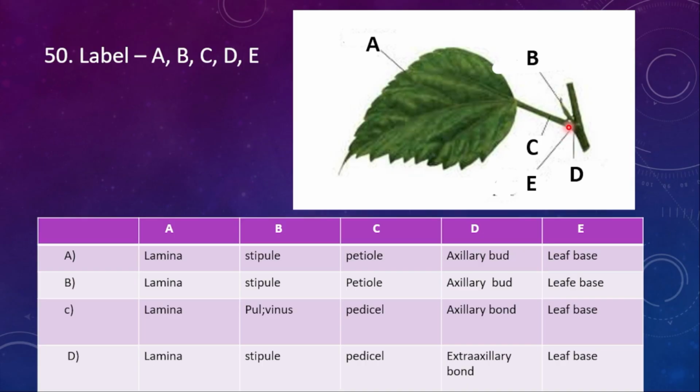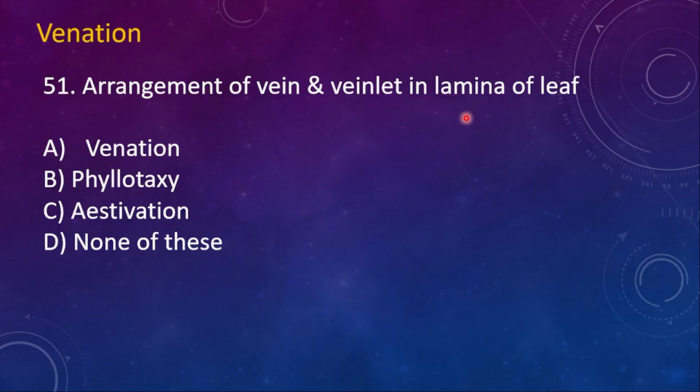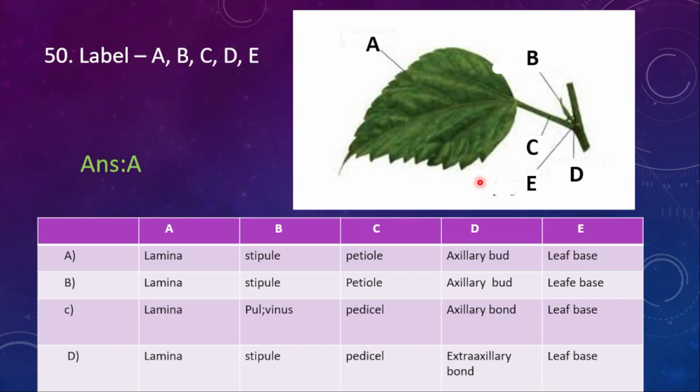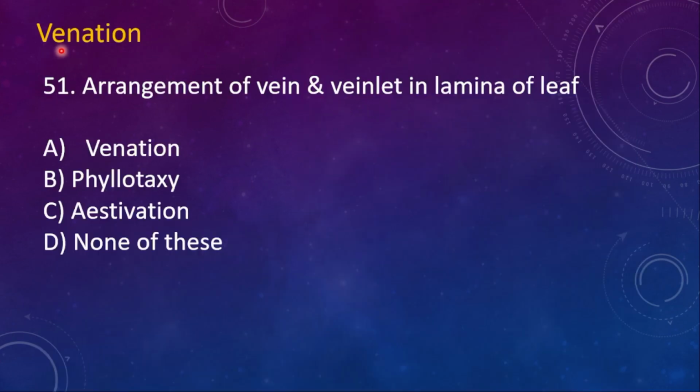This is the leaf base. So the correct option is option A. Lamina, stipule, axillary bud, leaf base, petiole. Venation. This is one of the portions of a leaf. Venation is the arrangement of veins and then veinlets in lamina. This is the lamina, right? In this lamina, how is this arrangement of the veins and then veinlets there? That study itself is said to be venation.